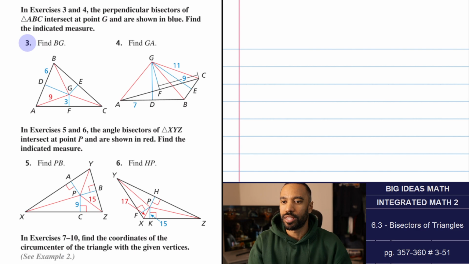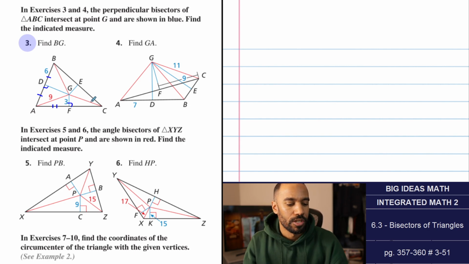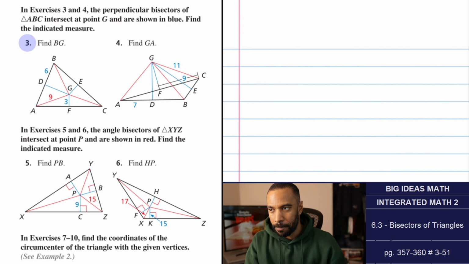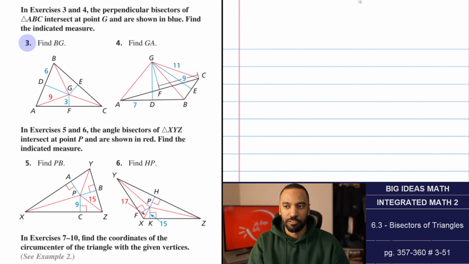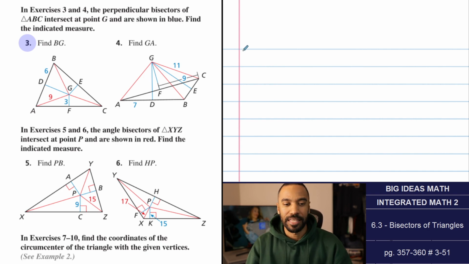We are going to be looking at exercises 3 and 4, where they have the perpendicular bisectors shown in blue. Now, they didn't overlabel it, which means they're not showing perpendicular bisector, perpendicular bisector, right? They're not showing that. So just keep it in mind. They tell you what they are, so we'll go with that. That means we have to go off that information and find the indicated measure.